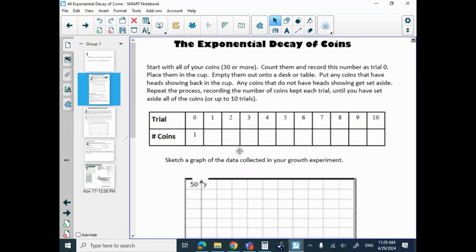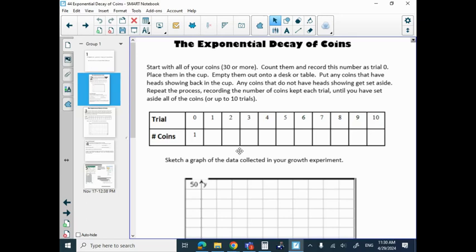Hi everyone. In today's lesson, we have another activity that will model exponential growth, or decay in this case. So this time, in class, groups of students had a handful of coins. They'd count how many they have at the start, and then they would shuffle or randomize them in a cup, put them on a table, and then any that are heads go back in the cup, and any that aren't heads get set aside.